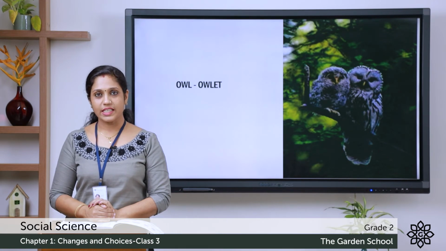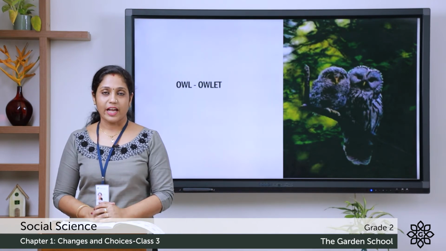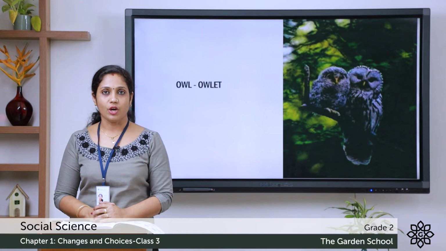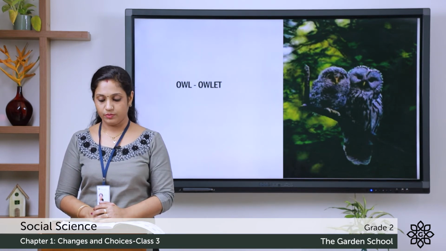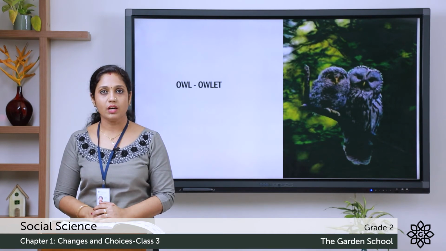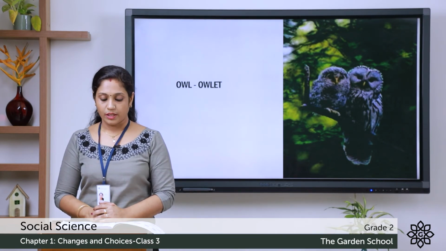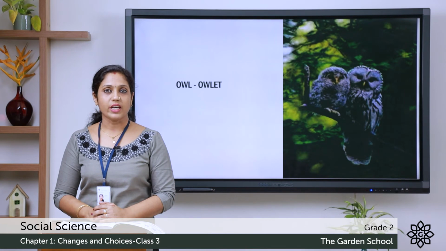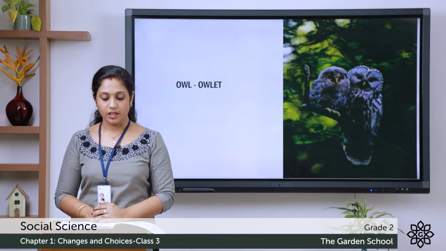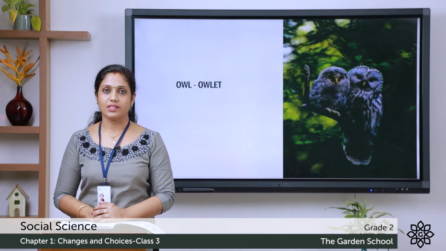Third picture, we can see a puppy. What is the mother animal of puppy? It's a dog. So you have to put number 3 near dog. And the last one is a calf. Calf is the young one of a cow. So put 4 near cow. Hope you have done with this.